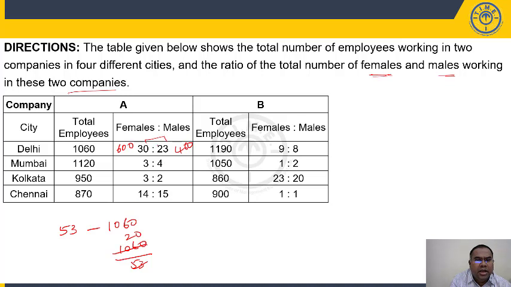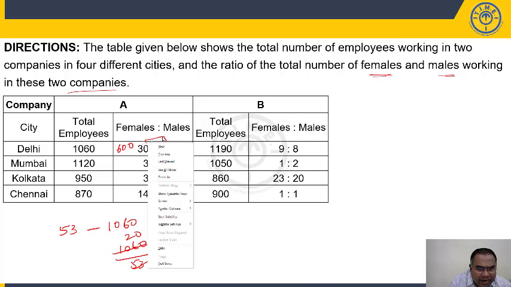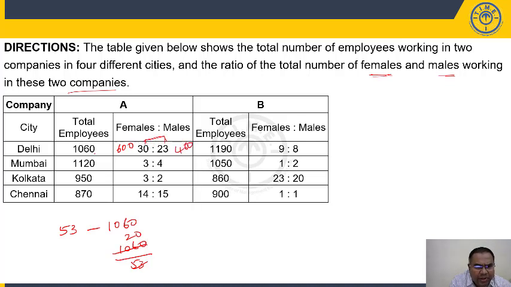You got the point. Now if you add this ratio, female parts and male parts, female plus male parts must be equal to the total number of employees. 30 plus 23, 53 parts must be equal to 1060. So one part value is how much? 1060 by 53, 20. So females are 30 parts, 30 into 20, 600. Males are 23 parts, 23 into 20 should be 460.